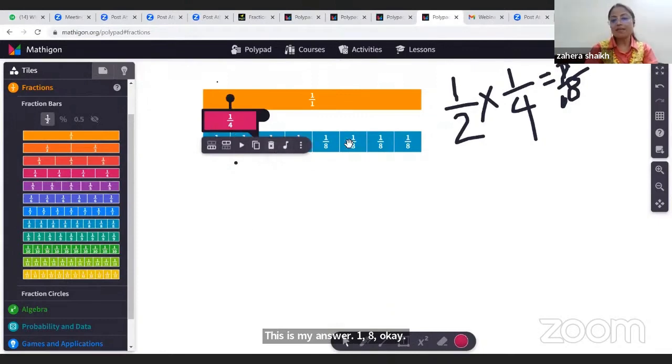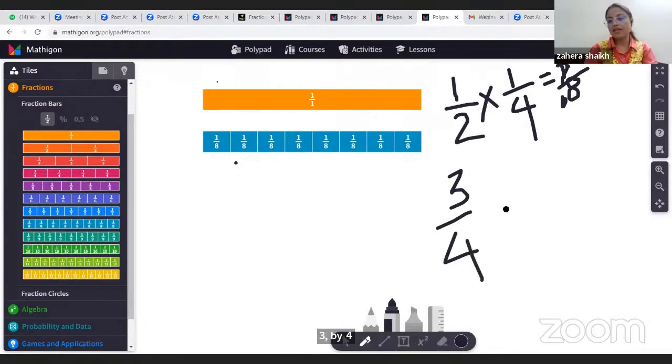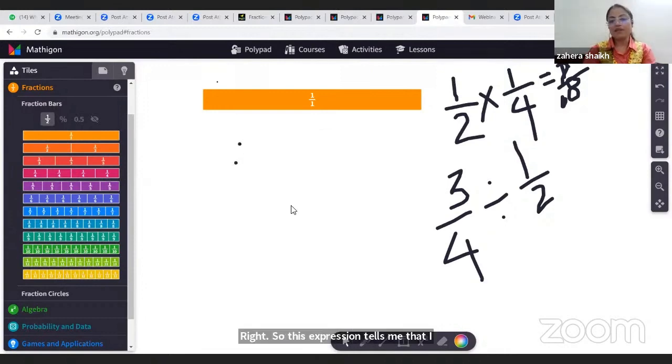Now, next is my division. I need to understand the division part also. So division means if I write a question like this, 3/4 divided by half. Right? So this expression tells me that I have 3/4 part of a whole, which can be divided into two equal parts.